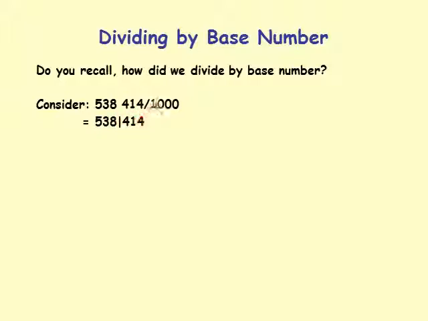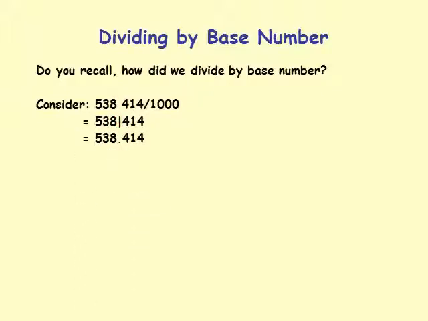Okay, so dividing by 1000, which is a base number, is moving the decimal point from the implied position at the rightmost position to 3 positions to the left. So move the decimal point from the implied rightmost position 3 positions to the left. Okay, so that's how we divided by base number 1000.